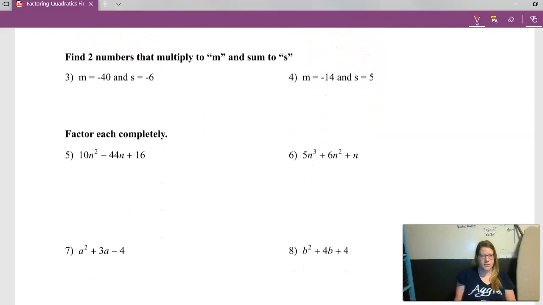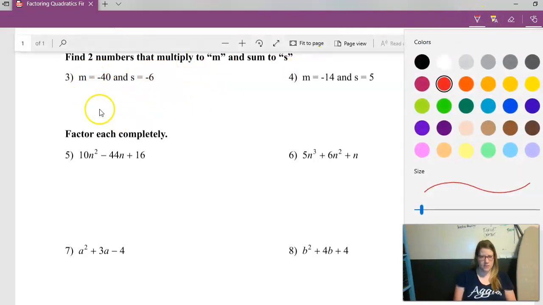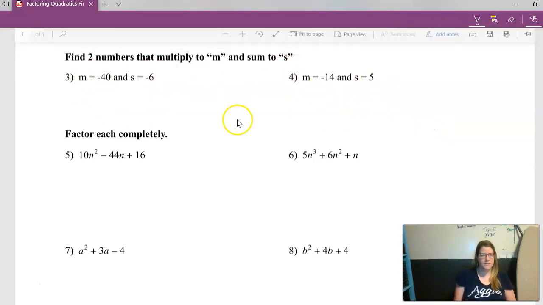On number 3, we're supposed to find two numbers that multiply to m and add to s. So the easiest thing to do is just start making a list of factors. And I know it's negative, so I know one of my factors will be negative, but I'm just going to kind of ignore that for a second. I really am just looking to see if these two numbers will either add or subtract to -6. 1 times 40 will not. You would either get 41 or 39. 2 and 20 won't work because 2 plus 20 is 22 and 20 minus 2 is 18.